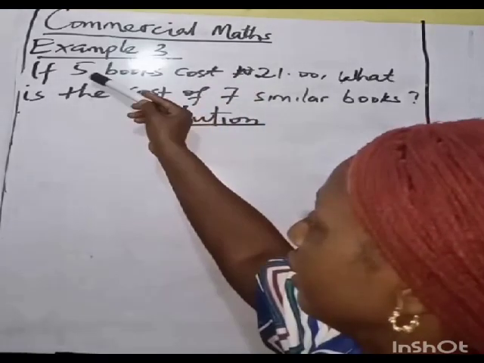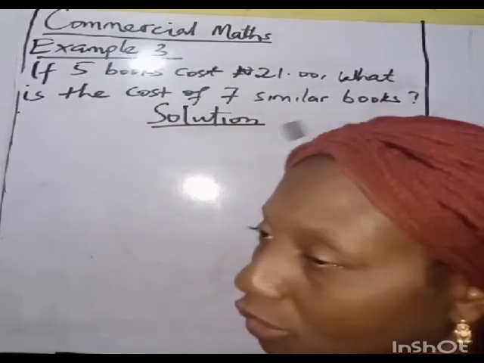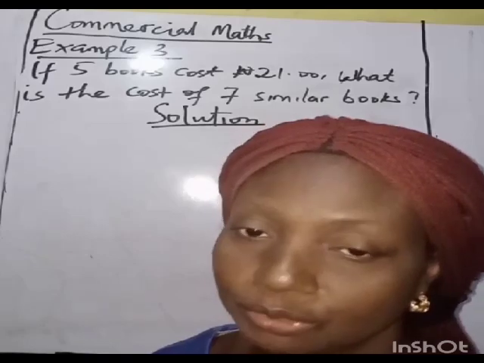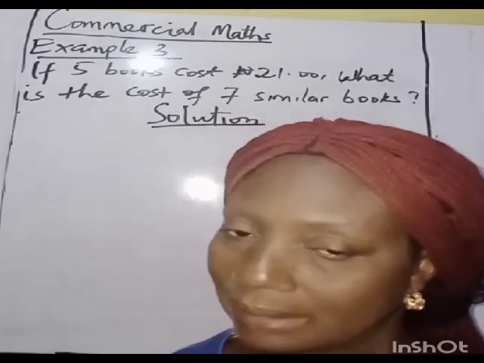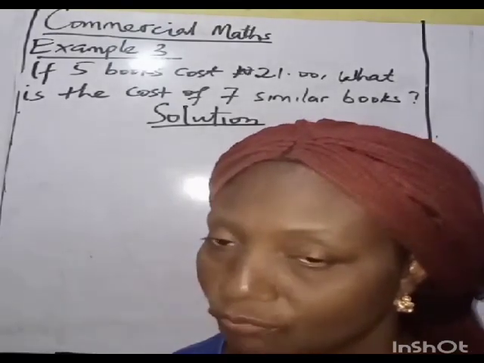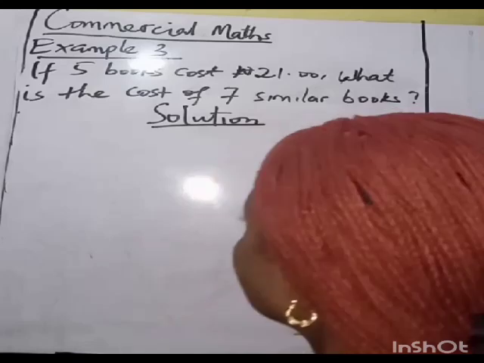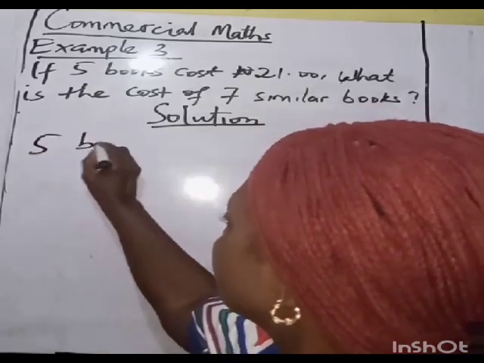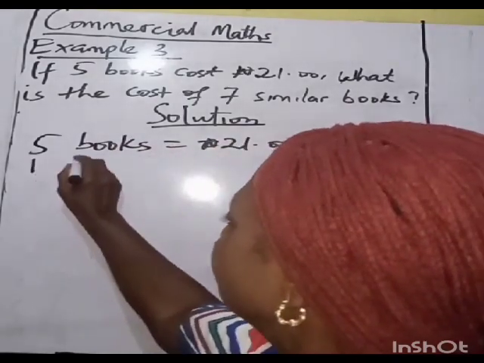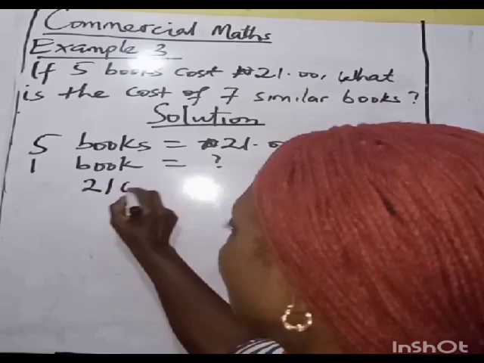Example 3. If 5 books cost 21 naira, what is the cost of 7 similar books? 5 books cost 21 naira. Before you get the cost of 7 similar books, you need to get the cost of 1 book. And to get the cost of 1 book, we now divide 21 naira by 5. When we get the cost of 1 book, we now multiply it by 7 to get the cost of 7 similar books. So 5 books cost 21 naira. 1 book cost what? Now divide 21 naira.